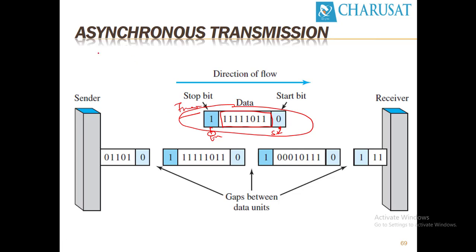And as asynchronous in nature, this is a dedicated line. The sender and receiver know each other very well in advance, so there is no need for addressing over here. But the sender has to indicate to the receiver that this is the start of frame and this is the end of frame. So there will be a special bit pattern, where 0 is put over here to mark the start and 1 is put over here to indicate the end of frame.